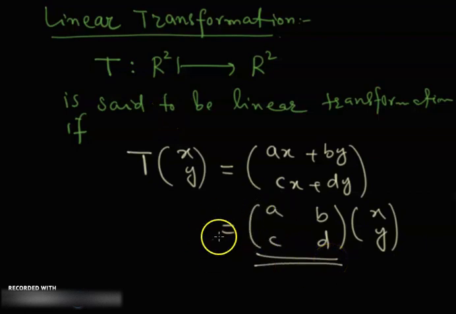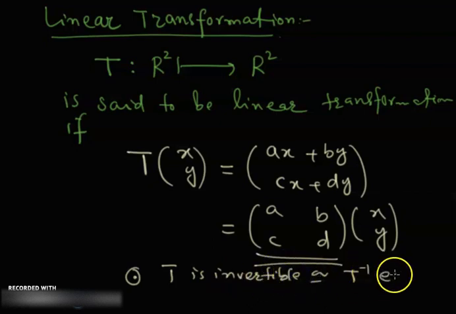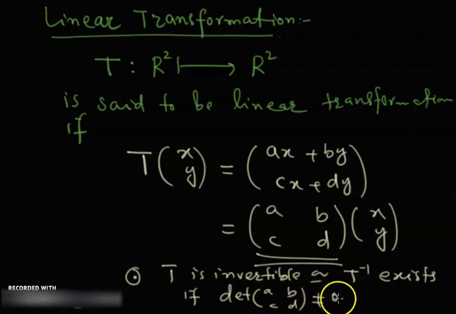When is this linear transformation invertible, when will the transformation have an inverse? T is invertible, or you can say T inverse exists, if the determinant of this matrix a, b, c, d is non-zero. You can even name this matrix T, because now for R2 to R2 the transformation is nothing but a matrix. So T will be invertible if the determinant of T, or the matrix corresponding to T, is non-zero.